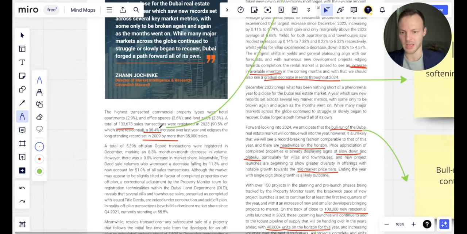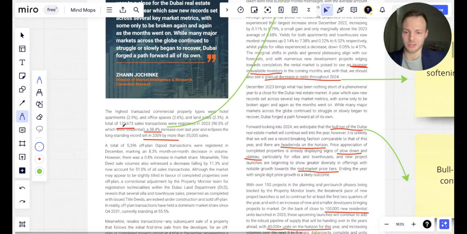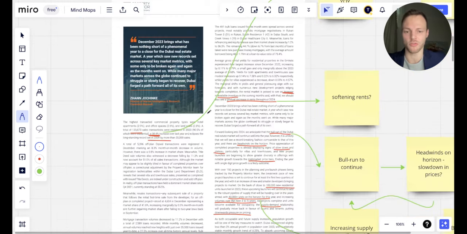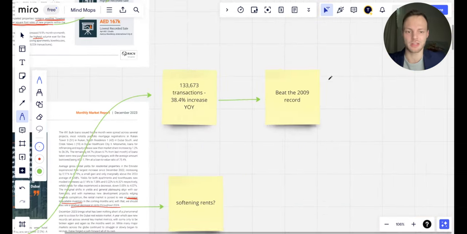So we can see here 133,000 sales transactions. That is an insane number when you consider it's a 38.4% increase over the last year, and this beat the long-standing 2009 record. That really goes to show the strength of the Dubai market in 2023.